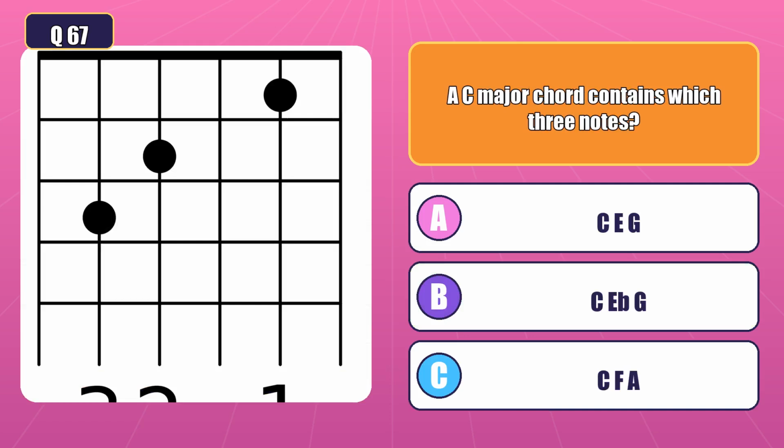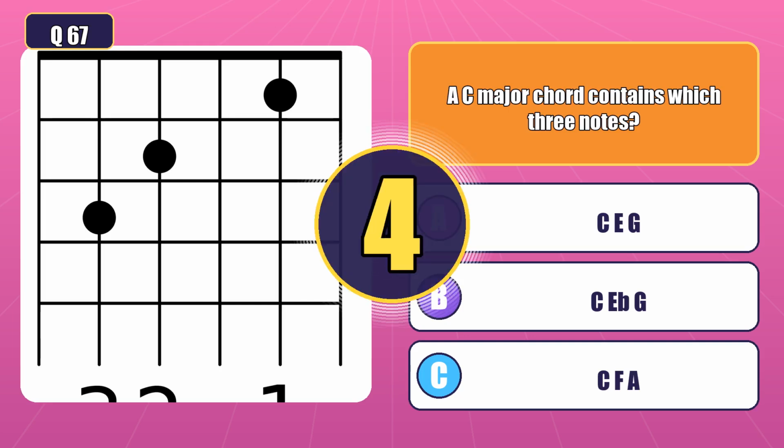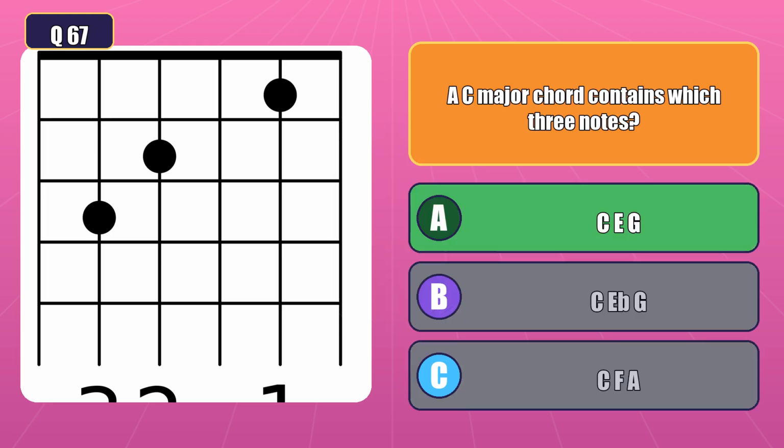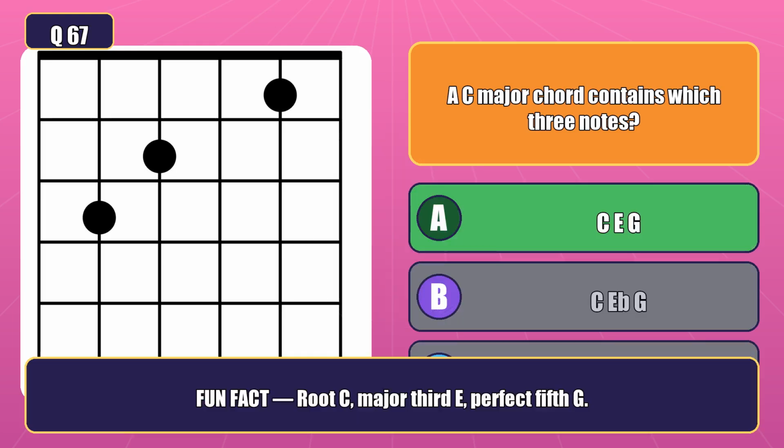Question number 67. A C major chord contains which 3 notes? The answer is C, E, G. Fun fact, root C, major third E, perfect fifth G.